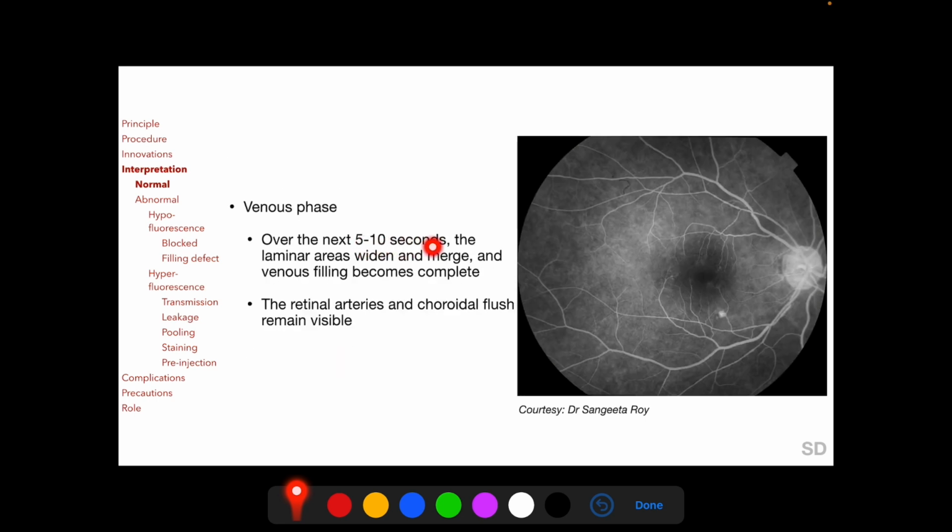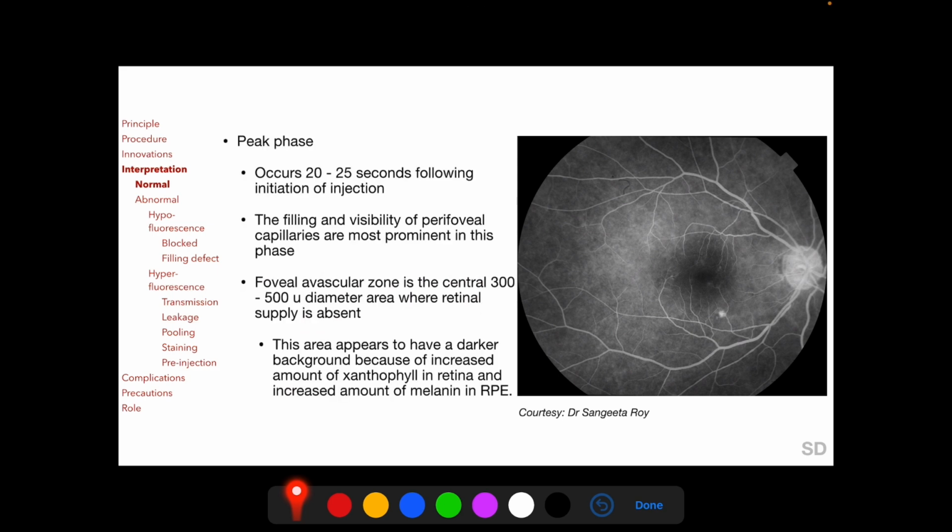In the next 5 to 10 seconds, the laminar areas widen in the periphery of the veins and merge together, and venous filling thus becomes complete as shown here in this photograph. The retinal arteries and the choroidal flush remain visible in this phase. The venous phase overlaps with the peak phase, which occurs 20 to 25 seconds following initiation of injection, and in the peak phase, the filling and visibility of the perifoveal capillaries are the most prominent.